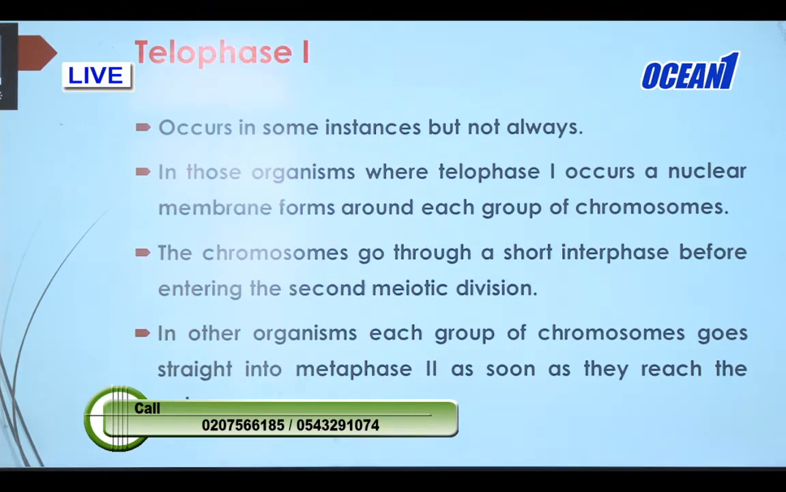And again, I've also told you that the trick here is that prophase and telophase are just opposites. Whatever we lost in prophase, we gain in telophase. So in prophase, we made mention of the loss of the nuclear membrane, so in telophase, there will be the gaining of the nuclear membrane. Is that clear? All right. So the chromosomes go through a short interphase before entering the second meiotic division. This short interphase is what is called interkinesis, which is an interphase that lacks an S phase.